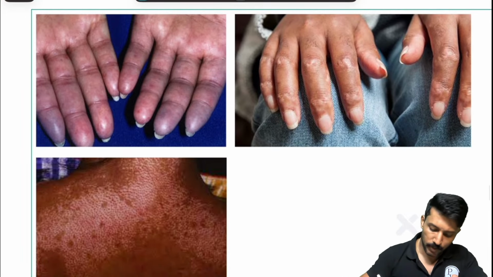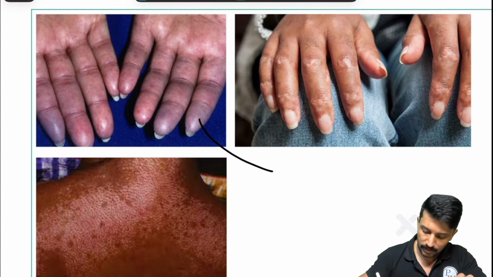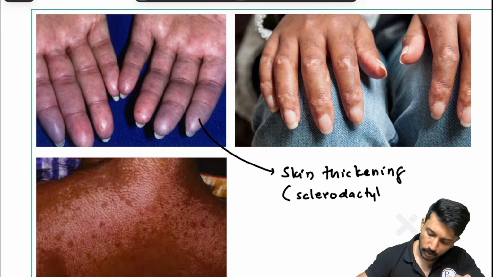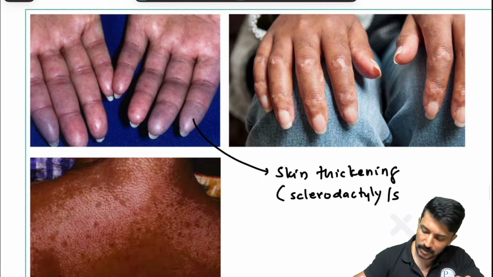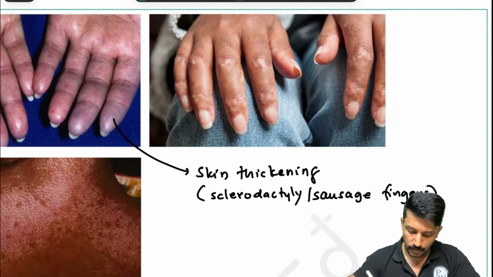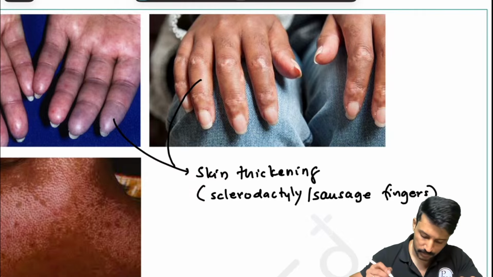So this is where you can see the skin thickening, right? There is skin thickening here, and this skin thickening is also called sclerodactyly. It is also called sausage-shaped fingers. You can see that also in these patients.